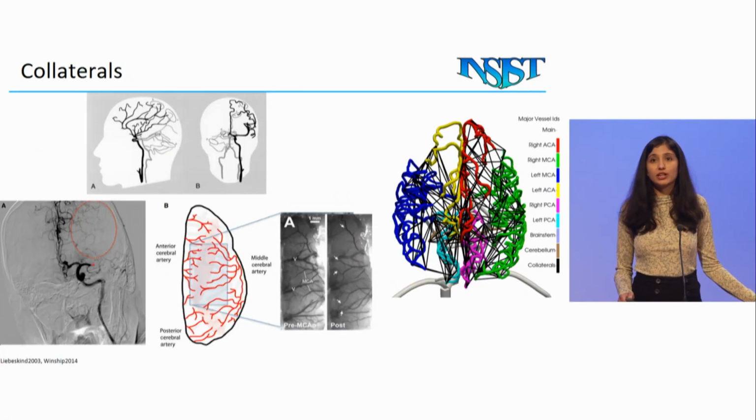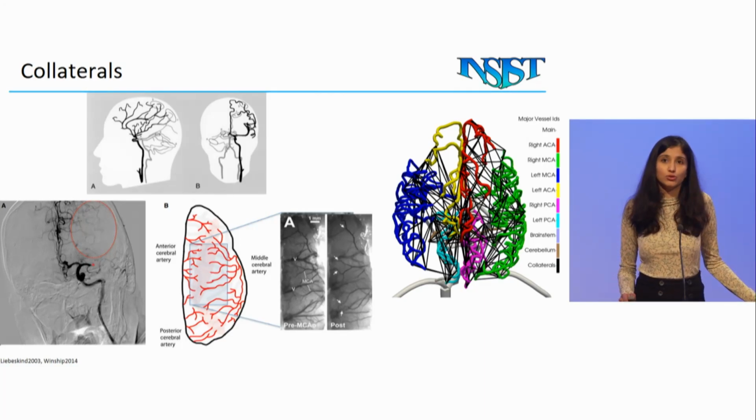Another important factor to account for is collateral circulation. Collaterals are alternate pathways that connect the major arteries in the brain, and these allow to maintain blood flow in the event of an occlusion. In our model, we also account for collateral circulation, as you see on the right here, by connecting vessels based on the proximity of their presence.